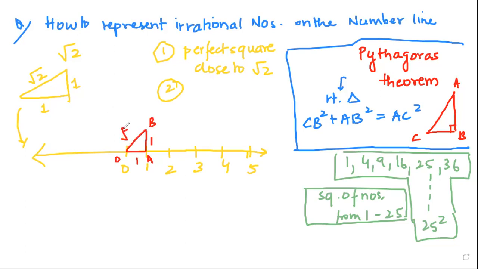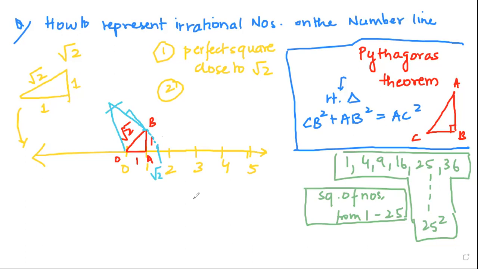So you join OB with a scale. Okay, this becomes root 2, which is the hypotenuse, but we still don't know where it falls on the number line. So now you will bring in your compass, you will place your tip at O. Take the radius as OB, and draw an arc. So wherever that cuts the number line is what would be root 2. Okay, so this is just the basic thing.